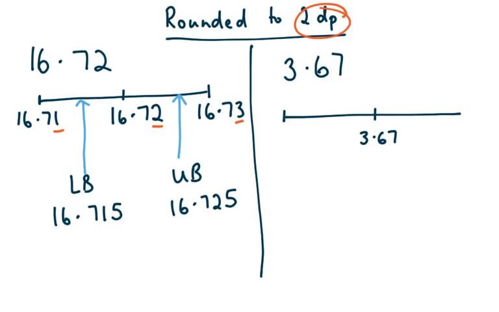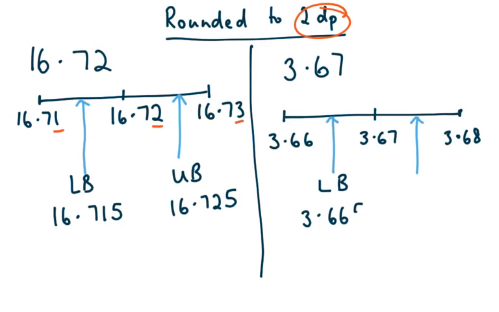2 decimal places. So the second decimal place is what changes. Once I know the next number up and the next number down, I just need to look what the middle of those is, because that's where the rounding will change. 3.665 for the lower bound, 3.675 for the upper bound.